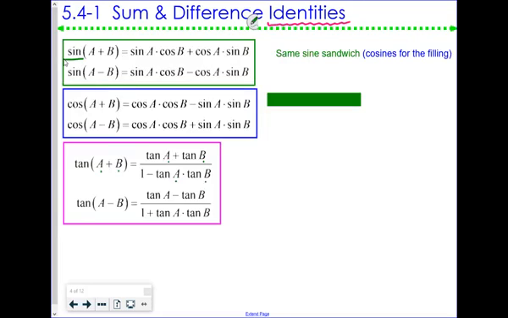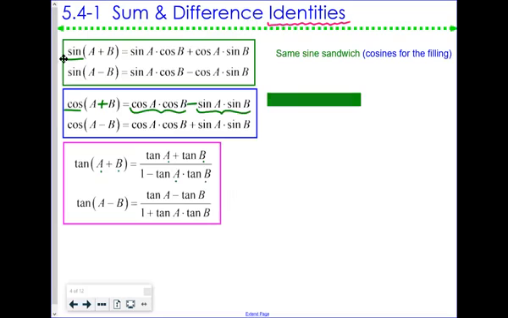You look for a same sign sandwich. That doesn't happen with cosines. With cosines, you get a list of two cosines, and then that's a minus when that was plus, so that changed, and then you get a list of sines. So it's not a sandwich at all.